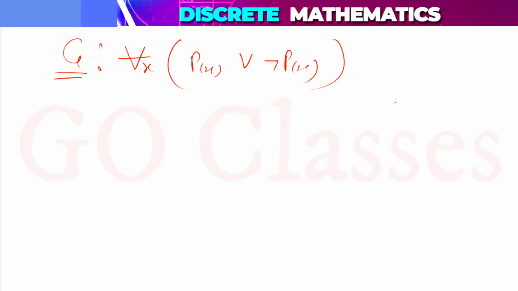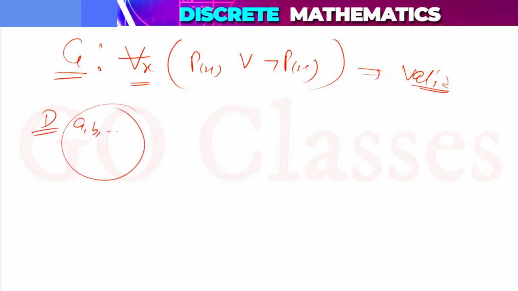So let's see. This formula is actually valid. Why is this valid? Because whatever environment, whatever structure you take, for example, let's assume I am randomly taking a domain {A, B, C}. Whatever domain you take, it does not matter. In that domain, for every element, this will definitely become true.